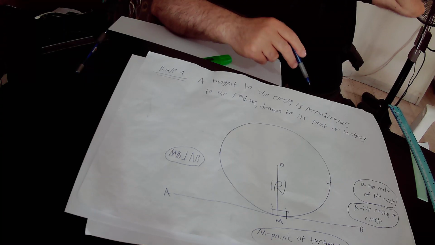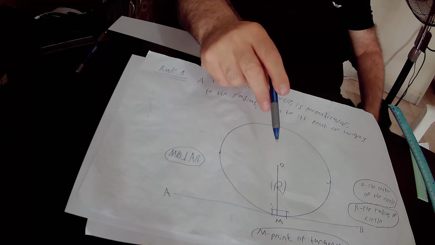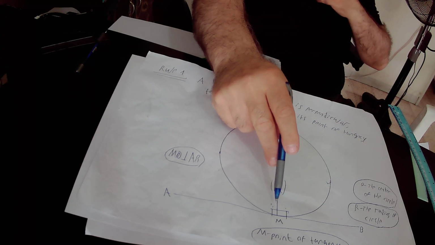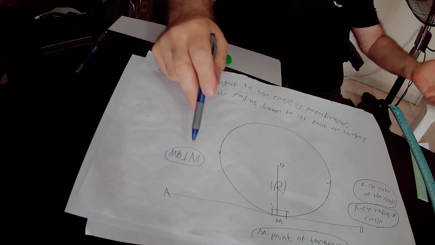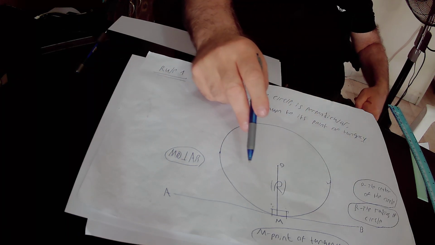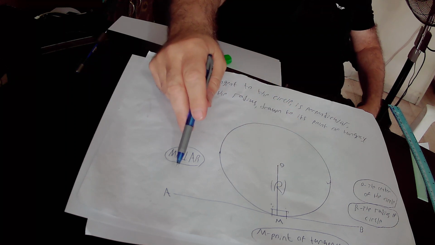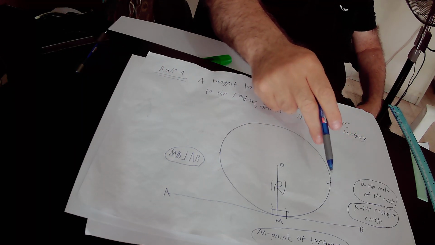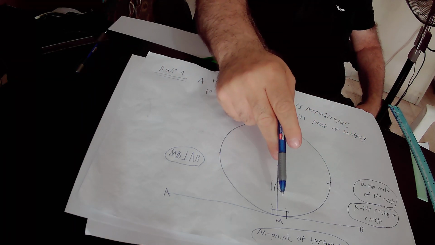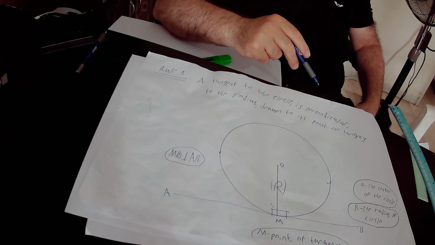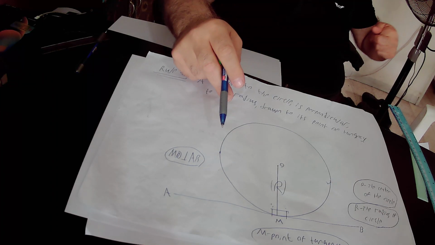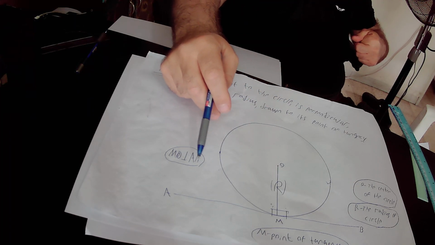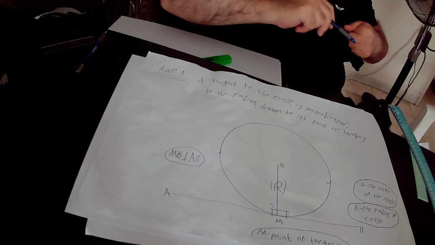And we have here this line segment AB is perpendicular to the radius MO. And whenever you have a line segment that is perpendicular to the radius, this line segment AB is defined as a tangent. Again, line segment AB is defined as a tangent because it is perpendicular to the radius MO. Tangent AB is tangent to this circle at point M.